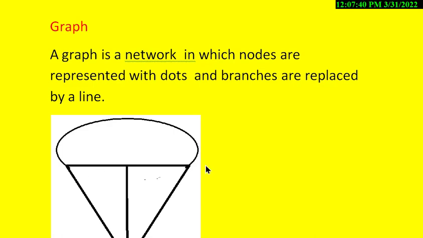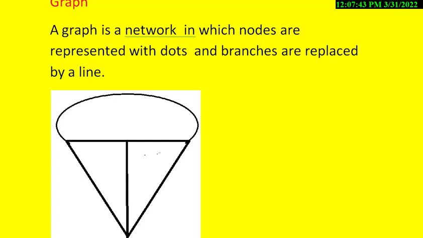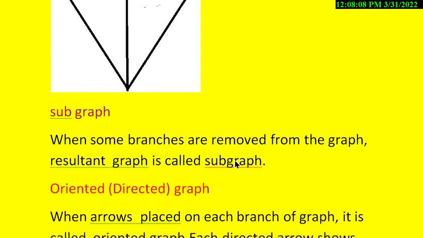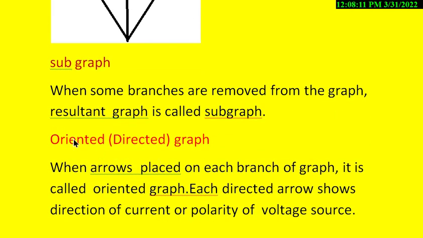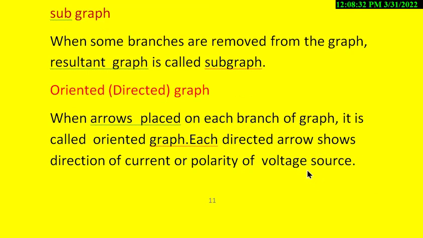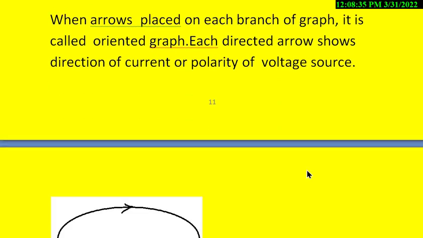So this is one node, this is another node, this is another node, this is another node. Subgraph: when some branches are removed from the main graph, then the resultant graph is called the subgraph. Then oriented graph or directed graph. This shows when arrows are placed on each branch of the graph with a certain direction, that arrow normally represents the direction of current or polarity of the voltage source. Then such a graph is called the oriented graph.